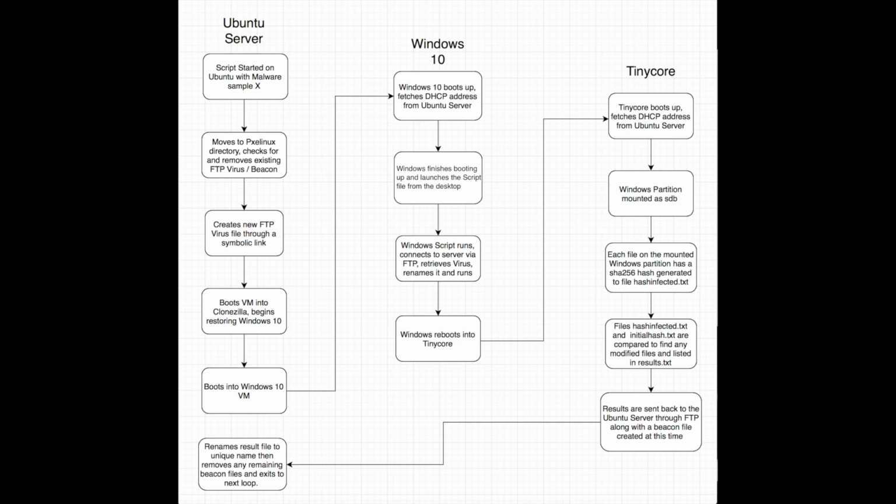So any files that are modified by the virus when it's installed on Windows will generate different sums, and we'll be able to spot those in this step. The results are then put into a file, results.txt, and sent back to the Ubuntu server through FTP along with a beacon file to signify that it's finished this process and that the Ubuntu script can now finish its section. The Ubuntu server spots that the beacons have come across, renames the result file to a unique name, removes any remaining beacon files, and gets ready to exit to the next loop.